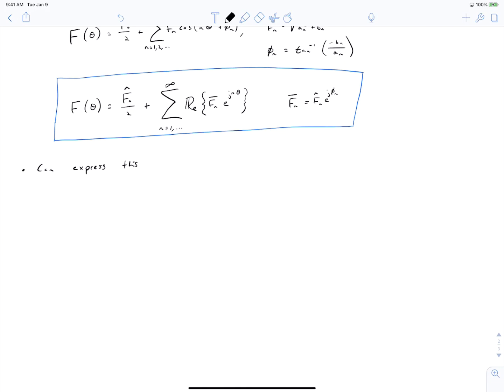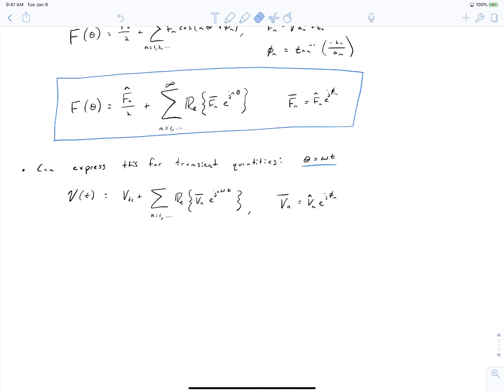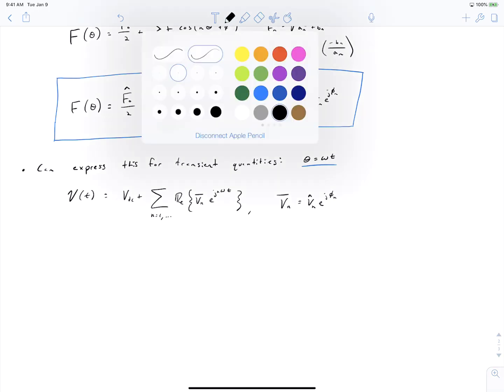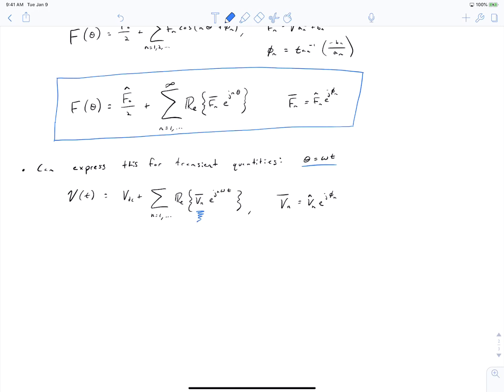So, for example, we can talk about a voltage waveform which has rich harmonic content. It can be a voltage waveform that has a DC component and then several periodic components. And we can express this as a phasor for each of those harmonics. These are these V n phasors here. And these harmonics occur at harmonic indices n of omega.